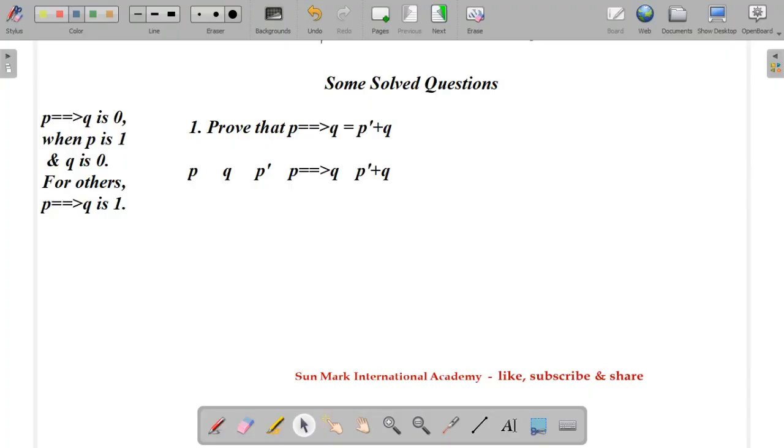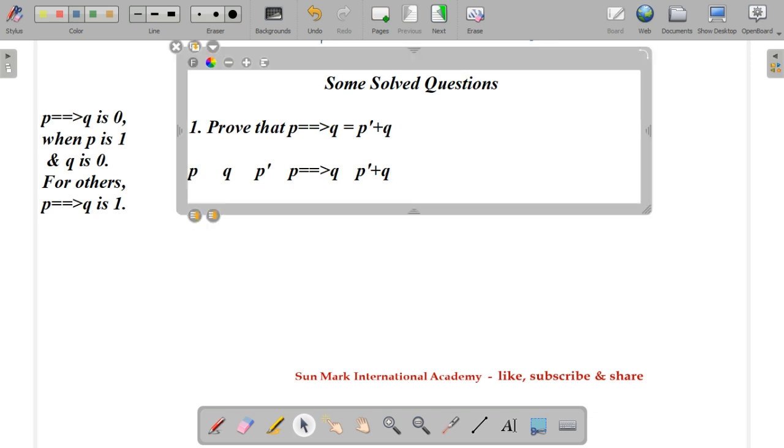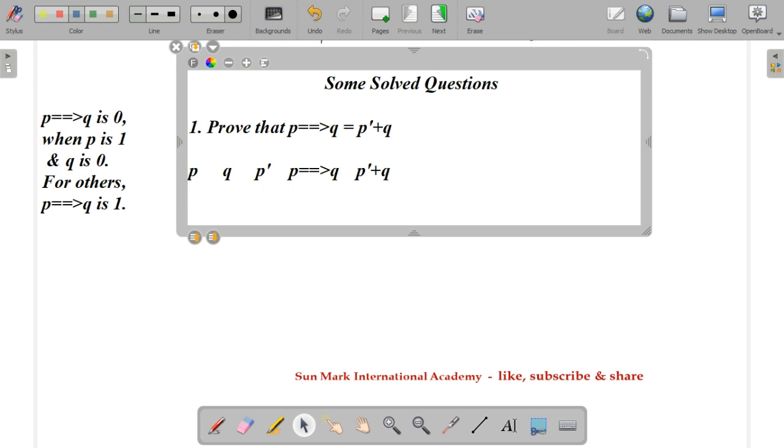Hi everyone, here we are discussing some solved questions. First question, prove that P implies Q equals P dash plus Q. Two components, P and Q. You will have four rows. P, Q, P dash, P implies Q and P dash plus Q are the columns.